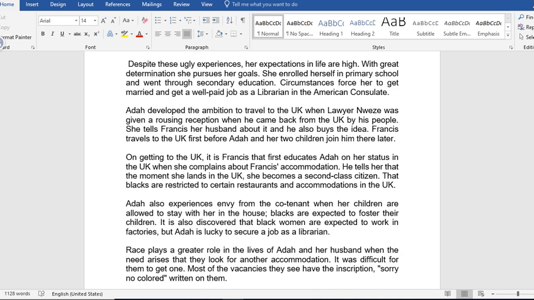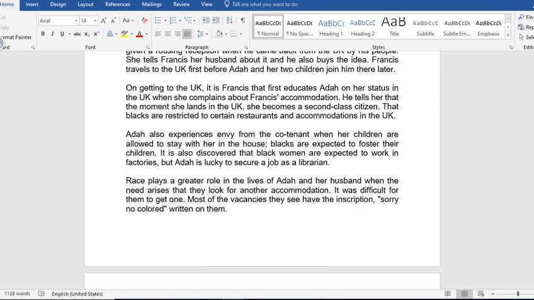Ada also experiences envy from the co-tenants when her children are allowed to stay with her in the house. Blacks are expected to foster their children. It is also discovered that black women are expected to work in factories, but Ada is lucky to secure a job as a librarian. So the co-tenants envy Ada because of her place of work and because the children are staying with her in the house.